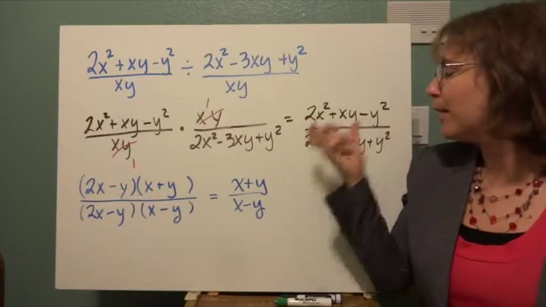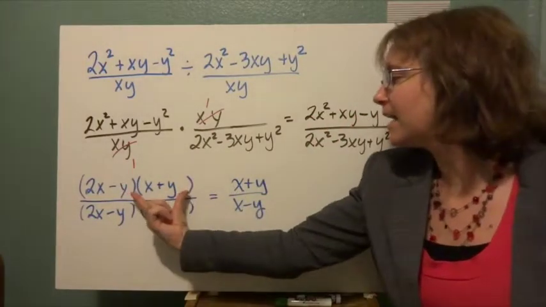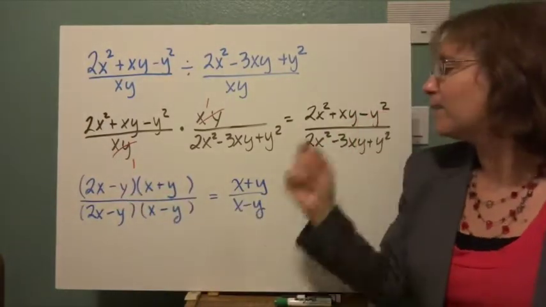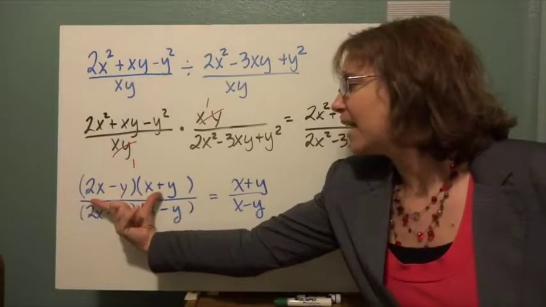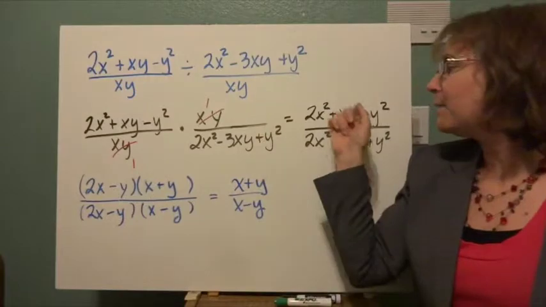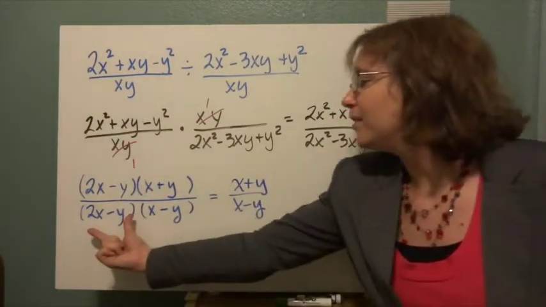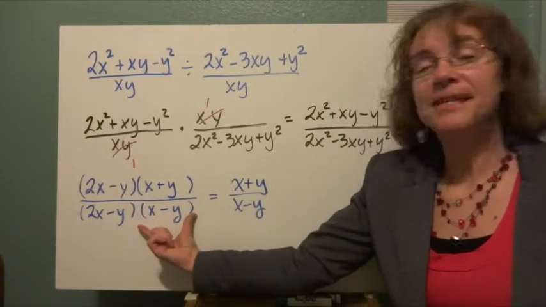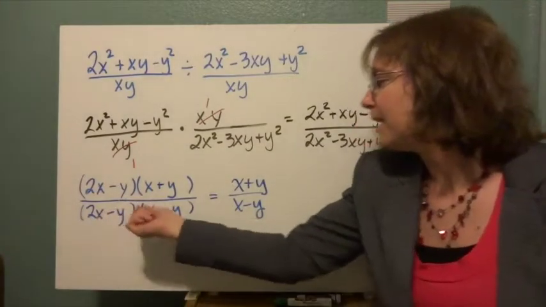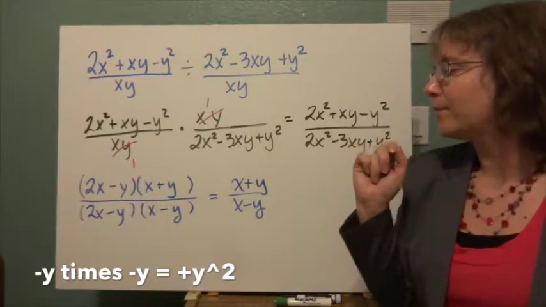So factoring the numerator, I have 2x minus y times x plus y. I know that's going to be negative y times y gives me that negative y squared. And when I add the terms, the outsides, 2xy, inside negative xy, I get a positive xy. My denominator I can factor into 2x minus y times x minus y. I know it's going to be positive, but each one of those is going to be negative, because when I multiply that negative y times the negative y, I get a positive y squared.